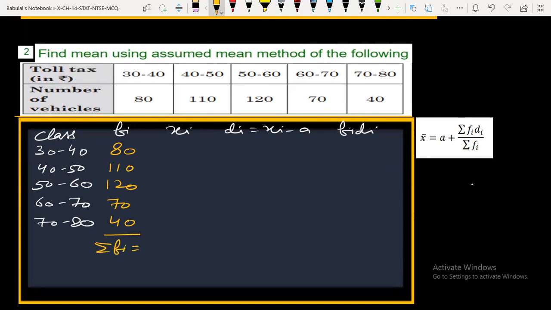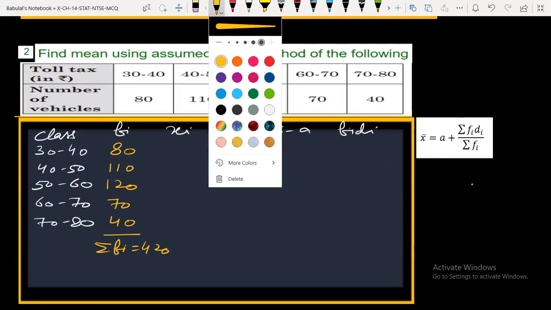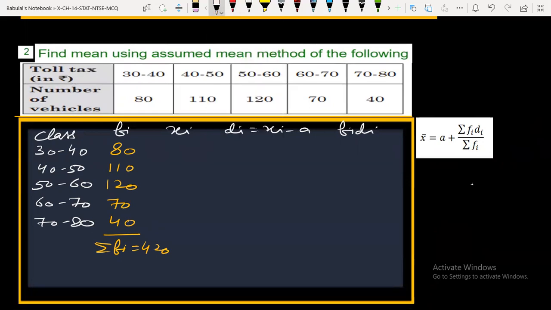इसका सम आप पहले से ही फाइंड आउट करके रखिए, और इसका सम है 420. And now the mid value means class mark is 30 plus 40, 70 by 2, that is 35. And this is 45, 55, 65 and 75. Okay. अब हमें यहाँ पे assumed mean, let assumed mean A is 65.